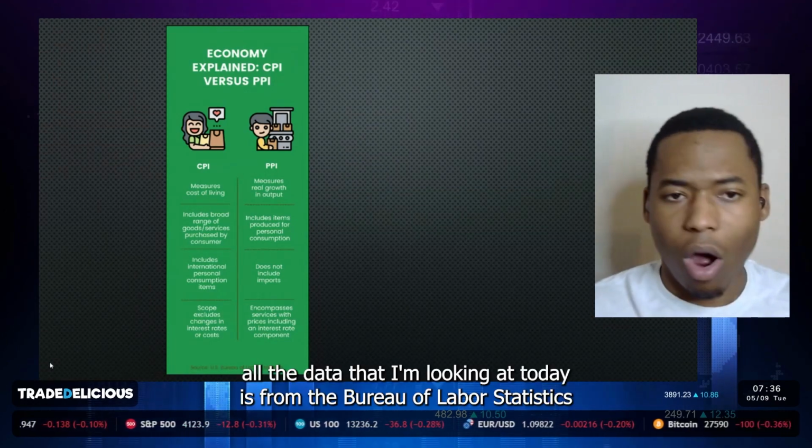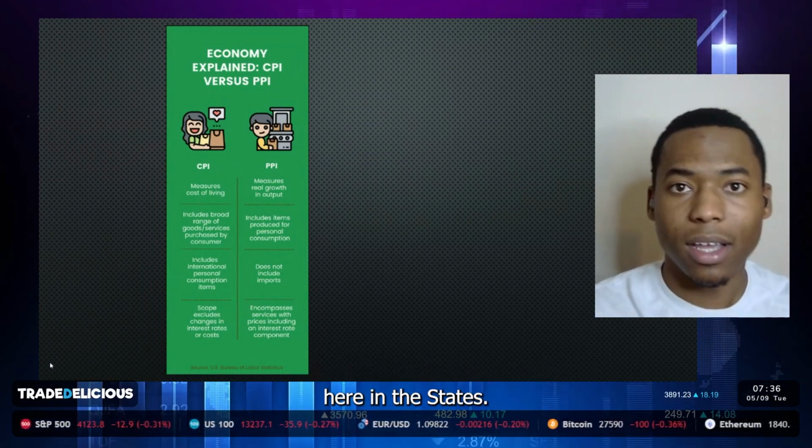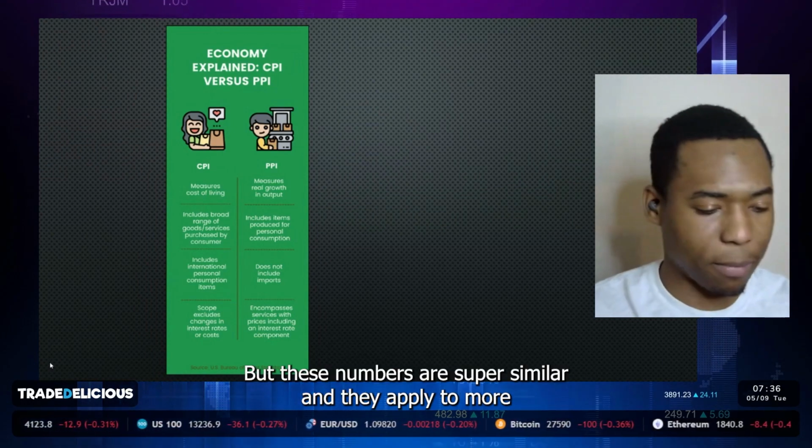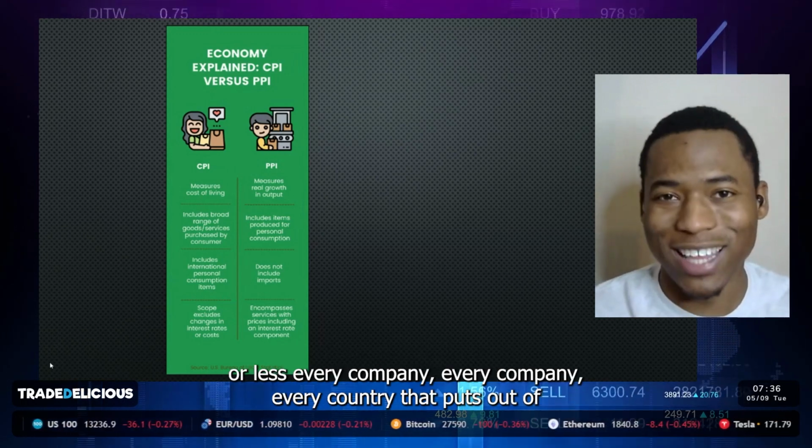And again, all the data that I'm looking at today is from the Bureau of Labor Statistics here in the States, but these numbers are super similar and they apply to more or less every country that puts out a PPI number.